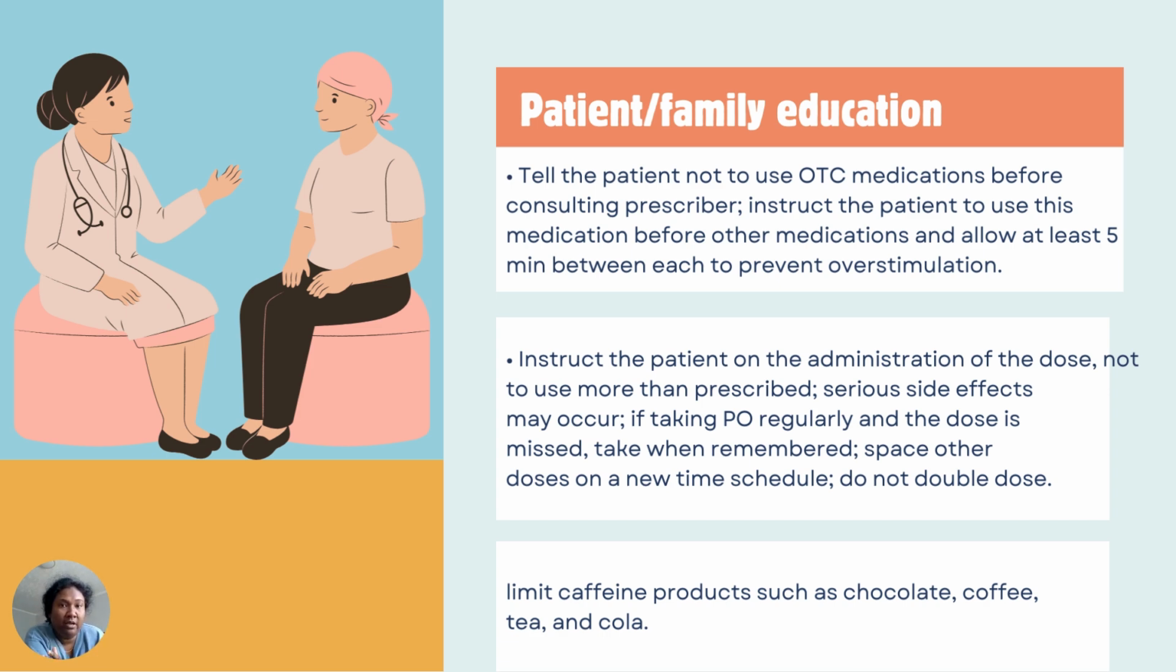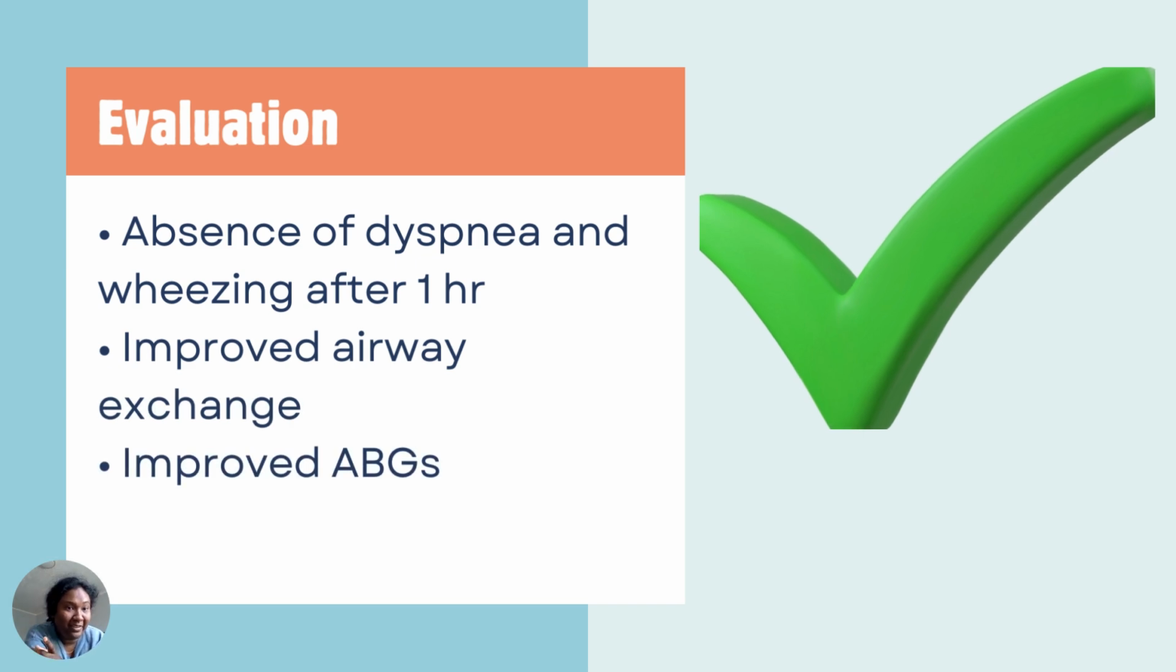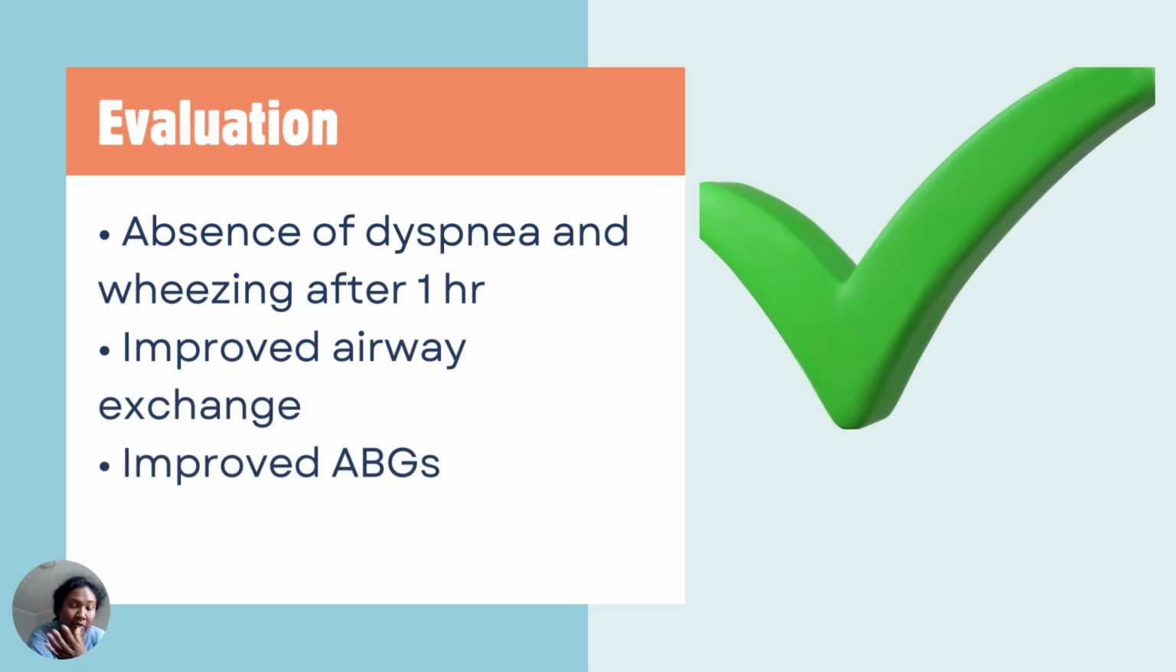If it is taken orally and a dose is missed, ask them to take the drug when it is remembered, and next time schedule a new time. But the point is not to double dose, and limit caffeine products such as chocolate, coffee, tea, or cola. Let me know in the comments, why do we educate the patient with this point? All right, if you're having difficulty, they are all stimulants, and these drugs are already sympathomimetics that stimulate, so it could have an additive effect. All right, so I spent a lot of your time on that point.